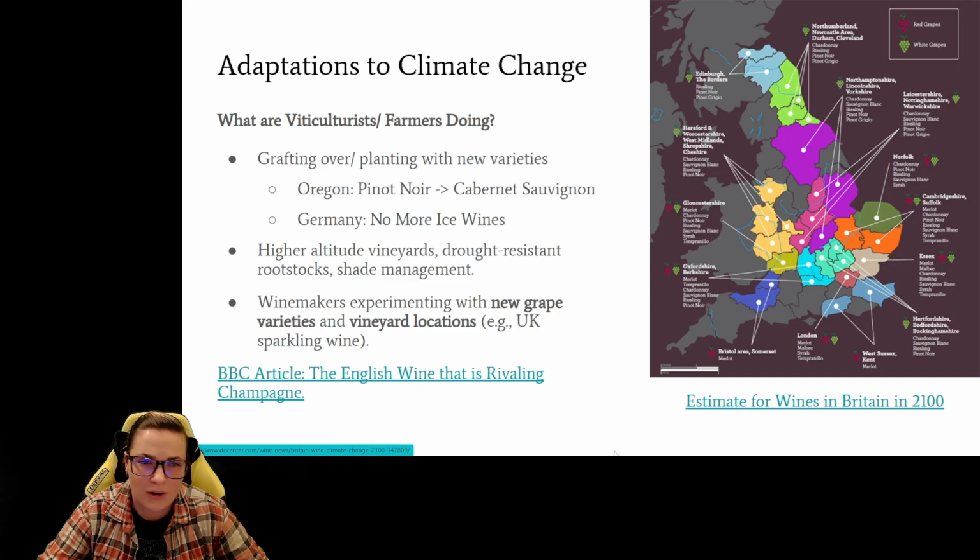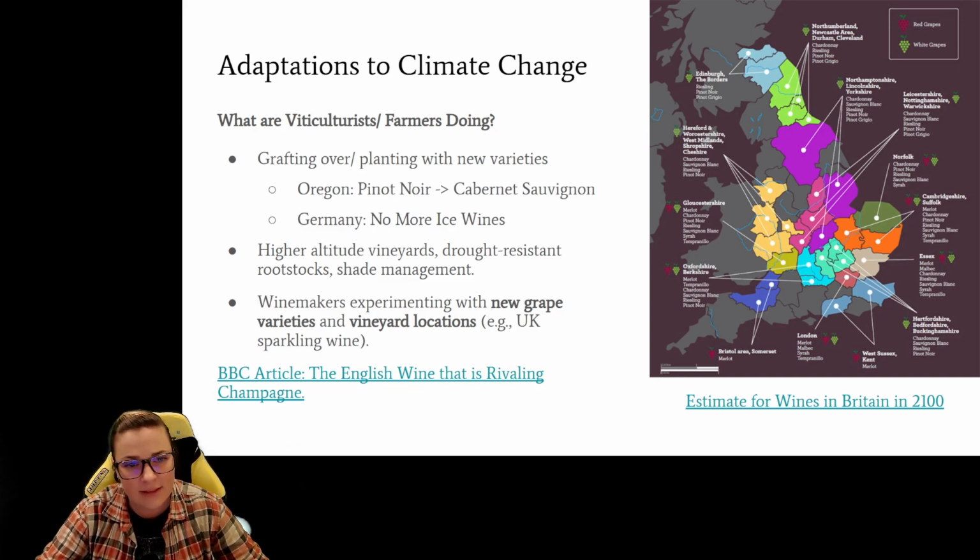It's a Decanter article. And then we also have another article here from the BBC about how English wine is rivaling champagne. So again, with temperatures rising, the Champagne region of France is getting too warm to produce the quality that they want for those wines, while the UK is on the rise. So very interesting how that is going.